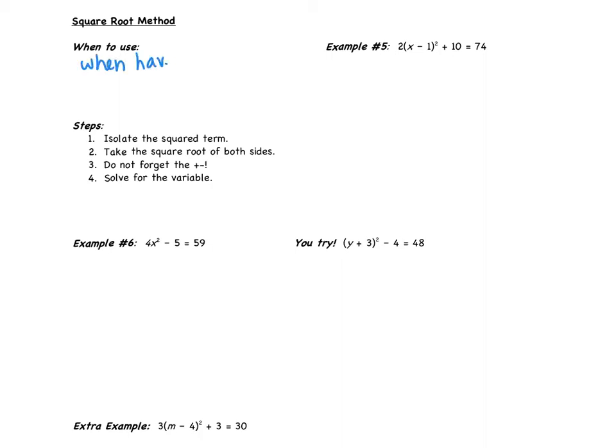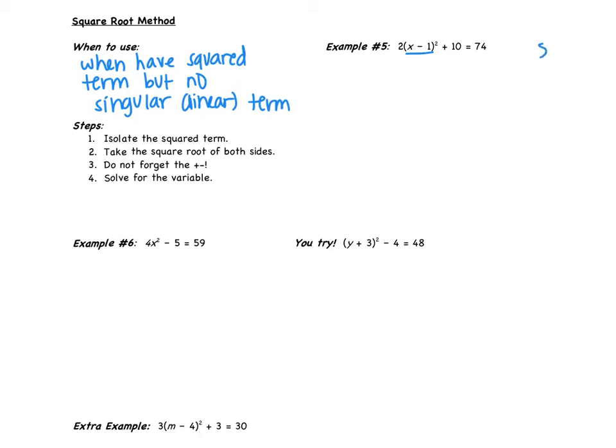When you have a squared term but no, I'm going to say singular, or linear term. So for this example 5, we have a squared term, but no singular x. So we can use the square root method. And you would notice if you tried to factor this, you'd have a difficult time. Okay, so we have the steps here below.